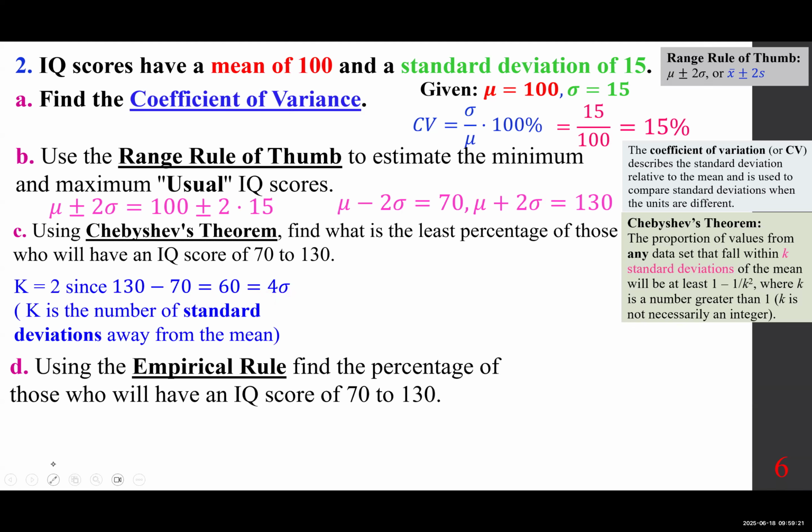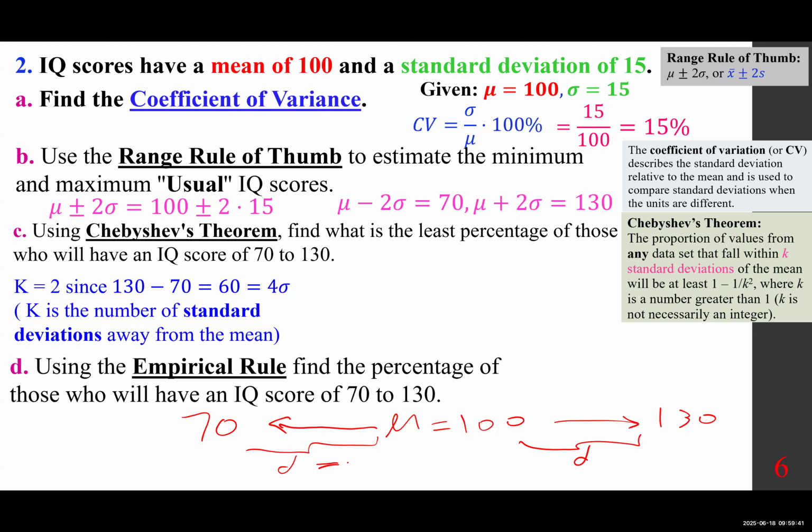Or think about this in the following manner. Let me just write it here. Here's mu, which is 100. To the left is 70, to the right is 130. What is this distance? 30. Now 30 is meaningless by itself. 30 means what? How many standard deviations? 2 of them. That's k.